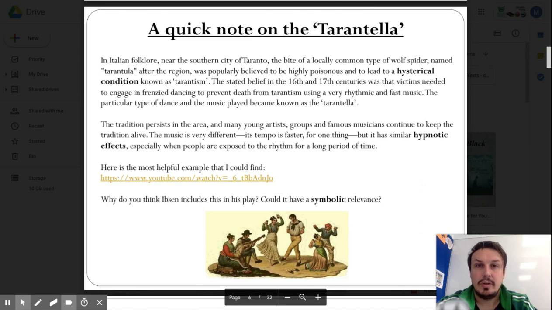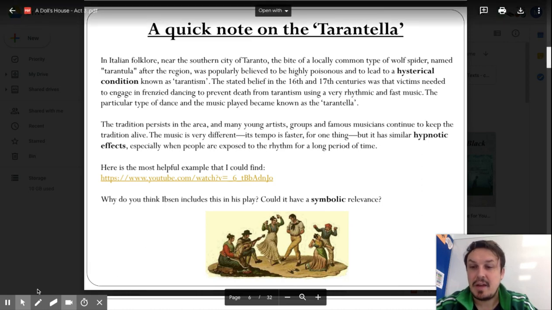So I'm going to pause. You can watch the video and then make a quick note on the Tarantella, and especially its symbolic relevance, because it's very, very important. All right, I'll pause as well.